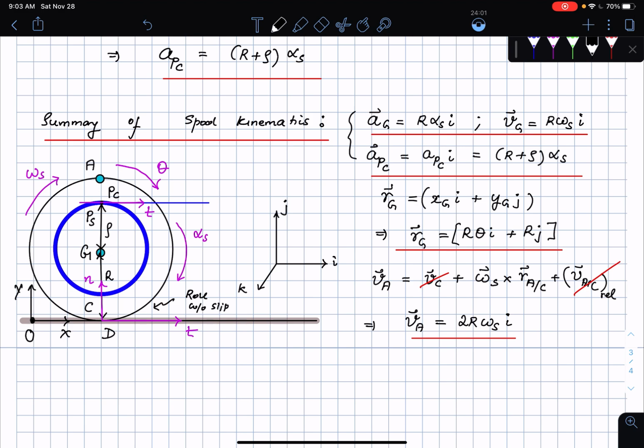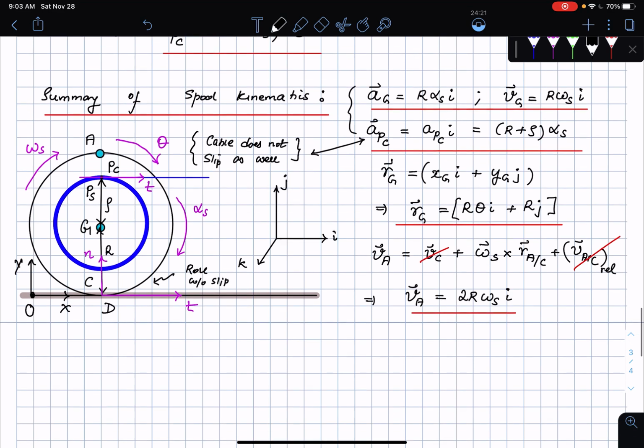Okay, and the cable does not slip with respect to the spool. Okay, so the cable does not slip as well. Okay, that's how you were able to obtain this acceleration of point P. All right, so this is the spool kinematics summary.